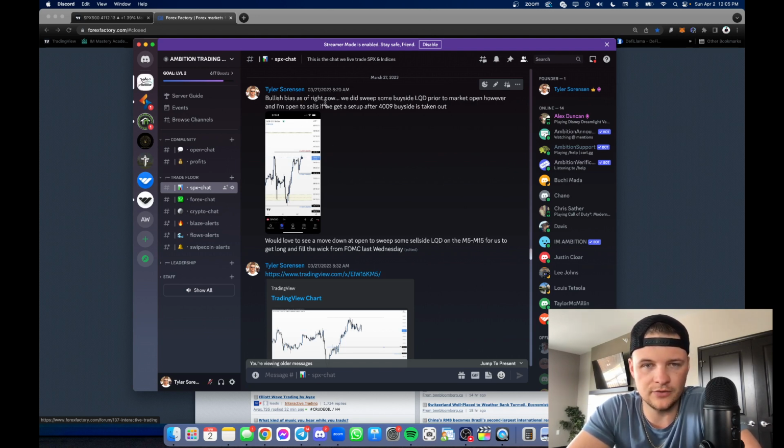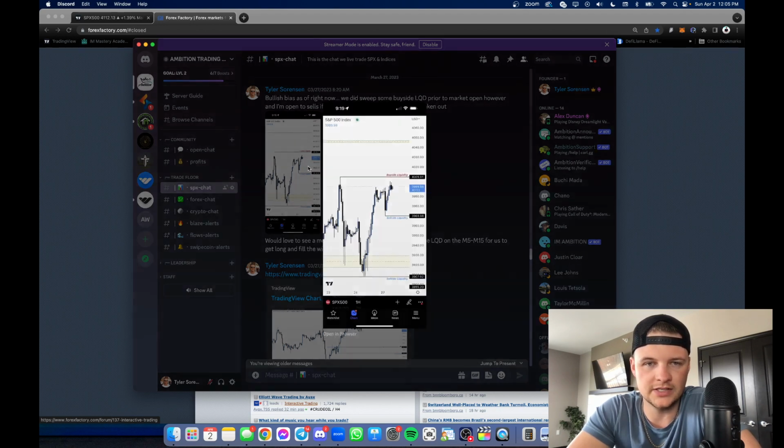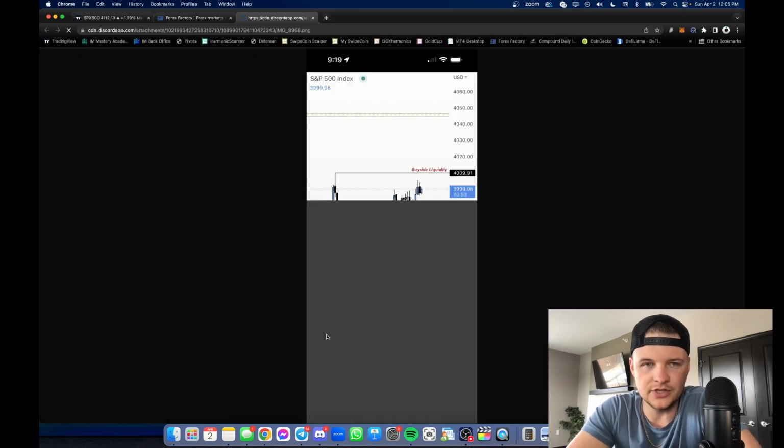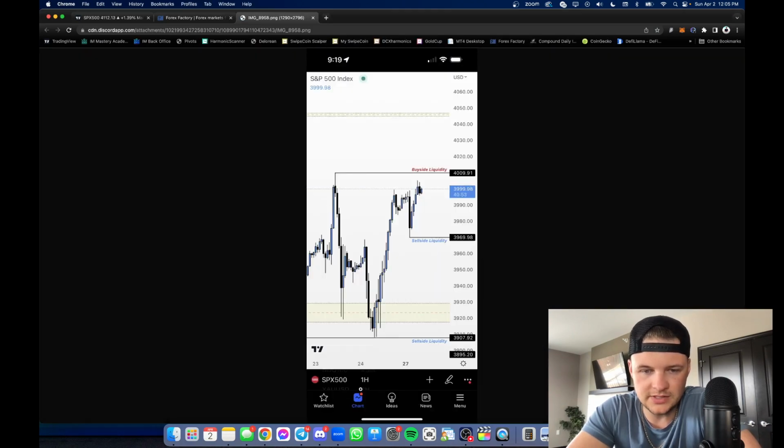So bullish bias as of right now. We did sweep buy-side liquidity prior to market open. However, I'm open to sells if we get a setup after 409 buy-side is taken out. So you guys can see here, this is the screenshot that I sent. This is on the 1 hour chart. Buy side right here at 4,009. Sell side right here at 3,969, almost 3,970.